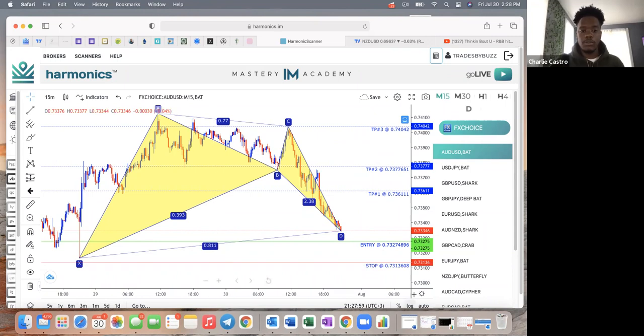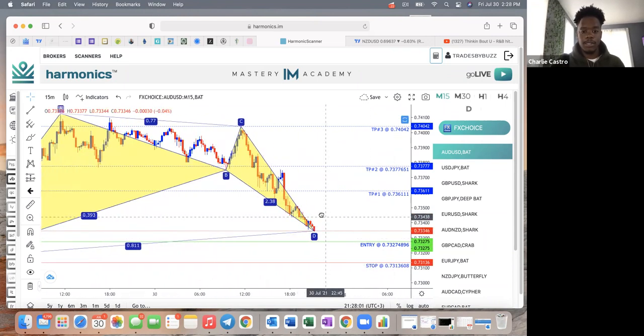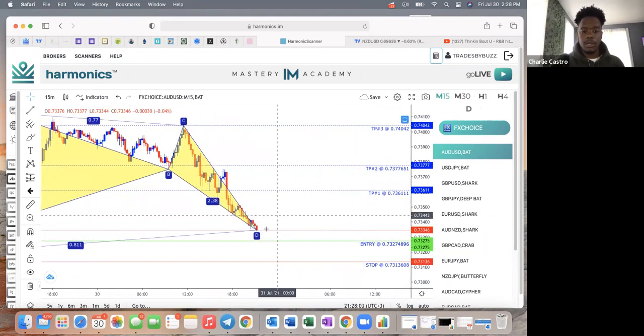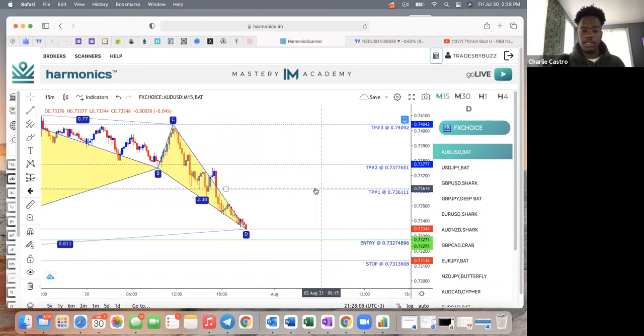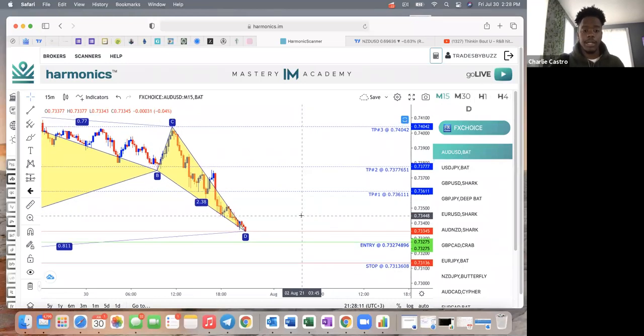This tool is really powerful because it gives you an entry point. It tells you where to exit. It tells you where to stop. It's kind of like a cheat sheet. A lot of people like to just come on here, take trades, and they're able to profit. This thing really does all the work for you. You can see it right now when you're putting trades onto the MT4. These will be the numbers that you put in.